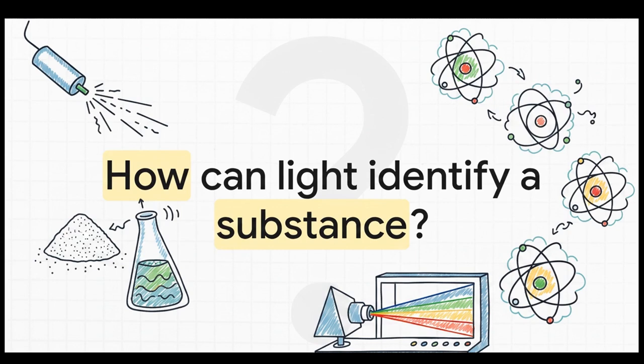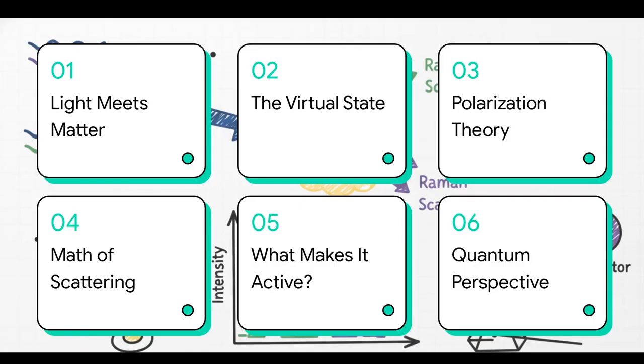And by the end of this explainer, we're going to demystify the exact machinery that makes this possible. Okay, let's dive into this. Here is our roadmap. We'll start big picture with light meets matter. Take a quick look at the virtual state, and then really unpack the classical theory of polarization.